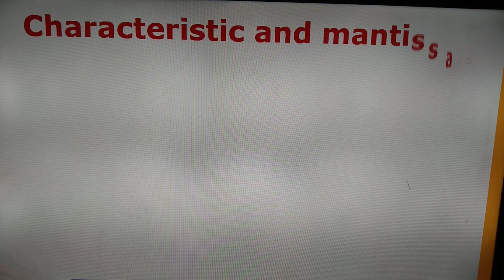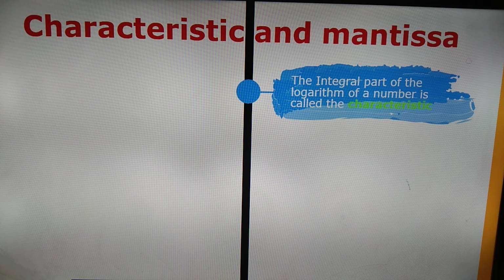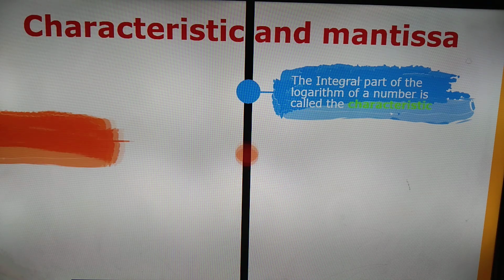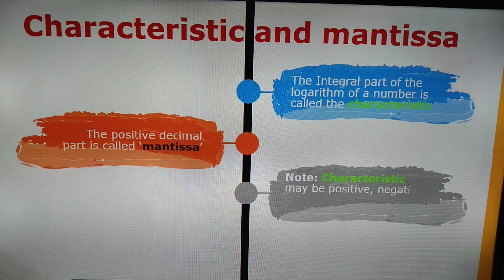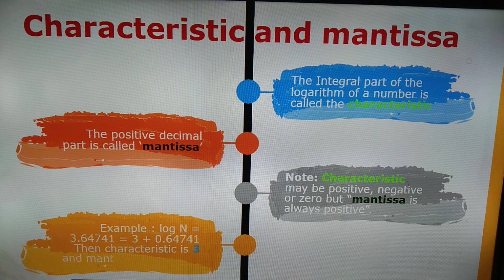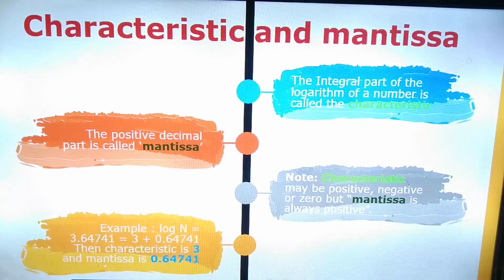Now let us see what are the characteristic and mantissa. The integral part of the logarithm of a number is called characteristic. The positive decimal part is called mantissa. See, the most important note is characteristic may be positive, negative or 0, but mantissa is always positive. Example, log n equal to 3.64741, we can write as 3 plus 0.64741. Then characteristic is 3 and mantissa is 0.64741. Right?